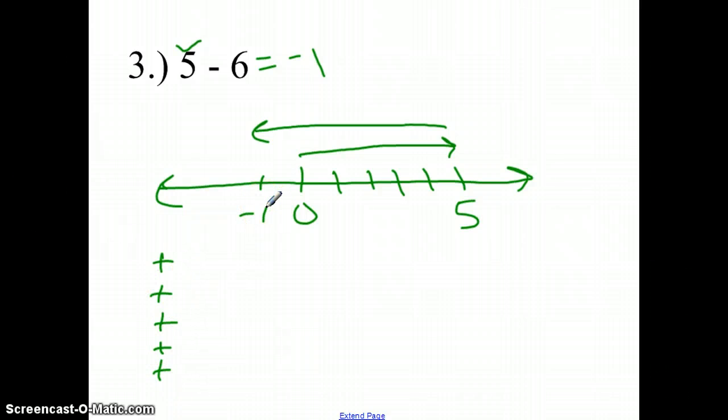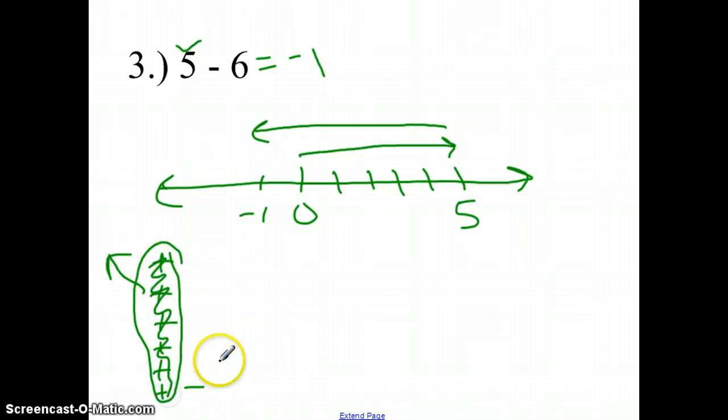Okay. Now we want to take away 6. Well, we don't have 6 to take away. This is when we add in the 0 pair. So if we add in a positive and a negative. Alright, so we got this positive and negative pair, and this is a 0 pair. Now that we've done that, we have 6 to take away. So if we look at all of these and take them away, so now these are all gone, look at what remains. 1 negative, which is what we also got there.